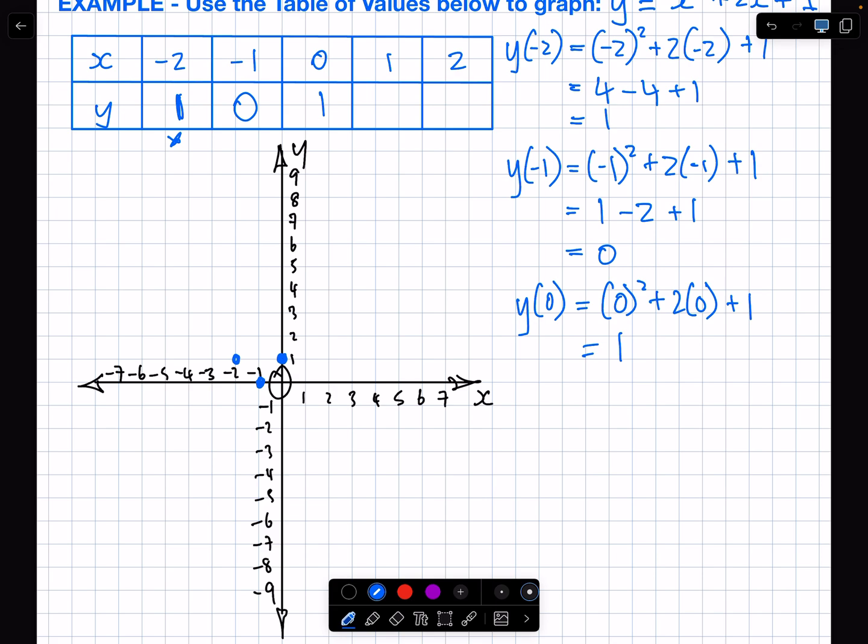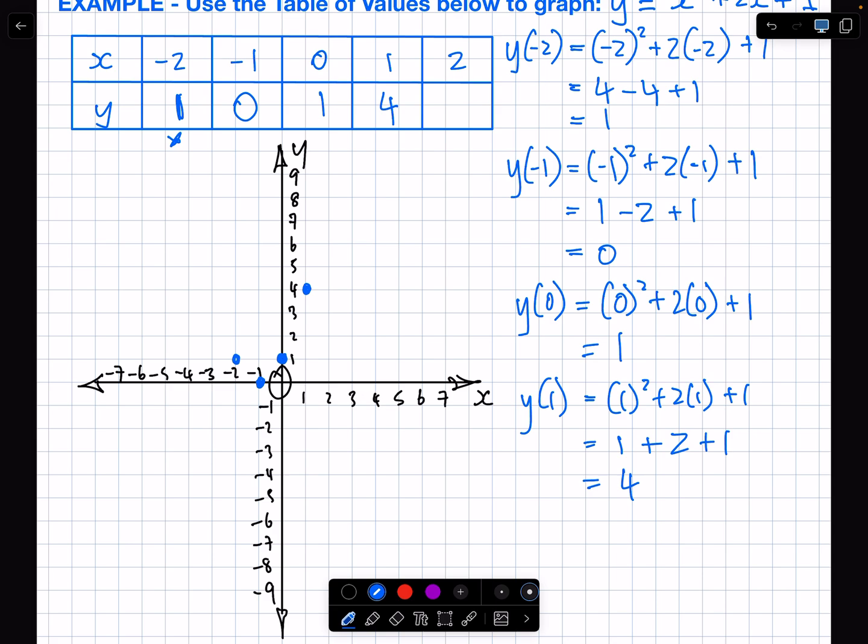We need to substitute 1 into it. Y when x is equal to 1. 1 squared plus 2 lots of 1. Add 1. 1 squared. 1. 2 lots of 1. Plus 1. What do we have? What's the total of 1 plus 2 plus 1? 4. So when x is equal to 1, y is equal to 4. So a dot there. It's curving up now.